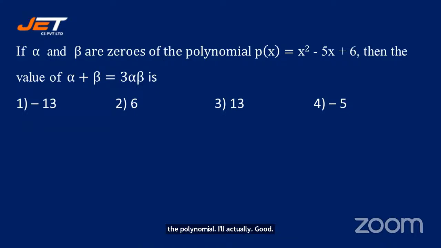If alpha and beta are zeros of the polynomial p of x is equal to x square minus 5x plus 6, then the value of alpha plus beta is equal to 3 alpha beta is dash. So quickly think over it and give me your answers.